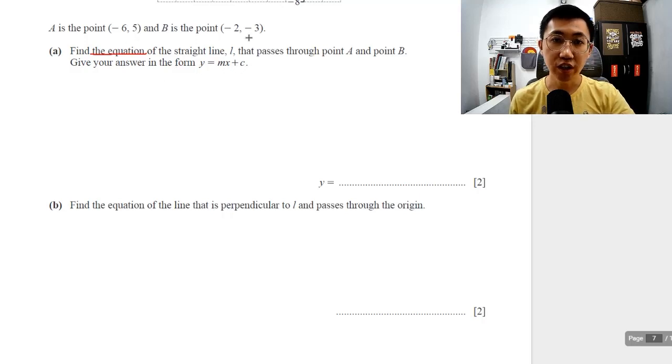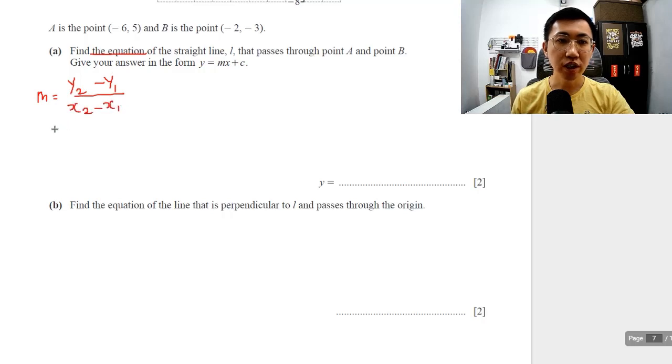Alright, so we are given the 2 coordinates. So I'm pretty sure we need to find the gradient m. Do you remember the formula? y2 minus y1 over x2 minus x1. Alright, so you need to put your coordinates. I strongly believe that this one you can put as your y2, then this is your x2. So when you label in your question paper, you won't get confused.